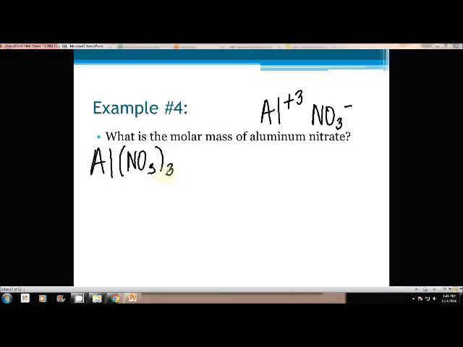But before we look up the numbers on the periodic table, let's count so we know how many of each element we have. So Al doesn't have a subscript, so that's just 1. Okay? Then we have to distribute this 3 to both of them. So we're multiplying when we distribute. How many N's do we have now? 3, because it's 1 times 3. So we have 3 nitrogens. And how many O's do we have? 3 times 3 gives us 9. So when we look up the numbers, we have to multiply according to these subscripts.